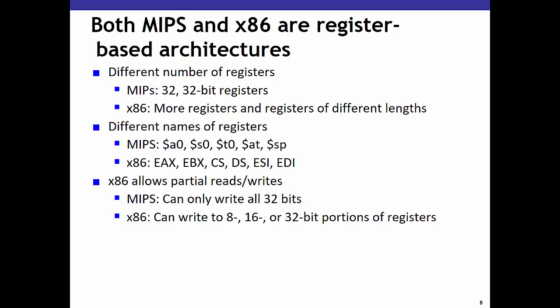Similarly, x86 allows partial reads and writes. To help explain that, first let's look at MIPS, where basically every time we write to the register file, we're writing to all 32 bits every single time. With x86, you can choose to write an 8-bit or 16-bit or 32-bit portion of a register. So we don't have to write all the bits every single time. We can break the registers into smaller registers if we want to at given moments.